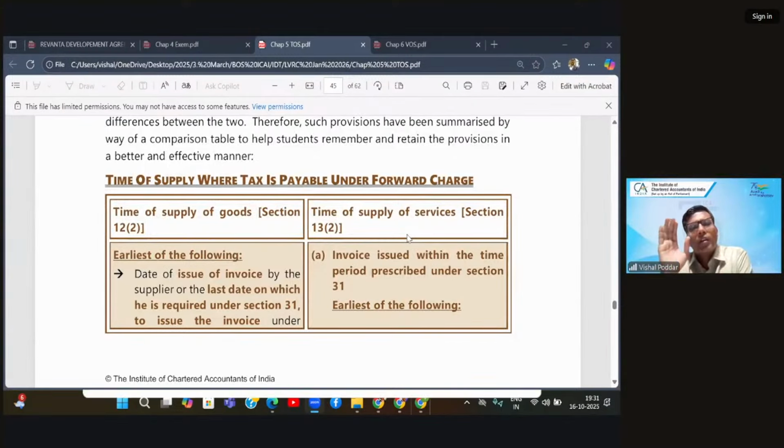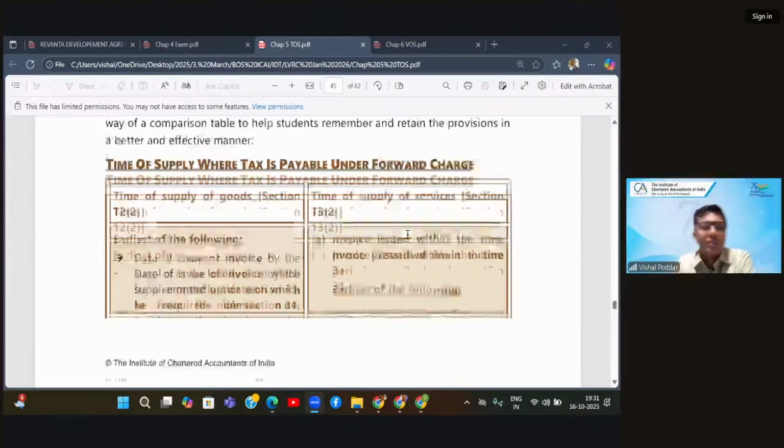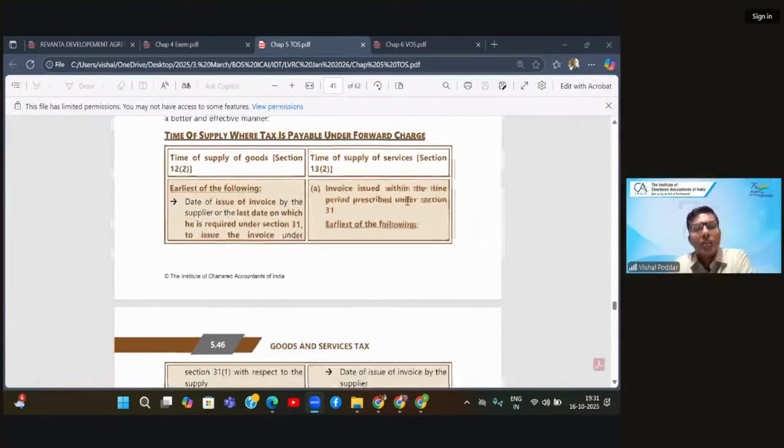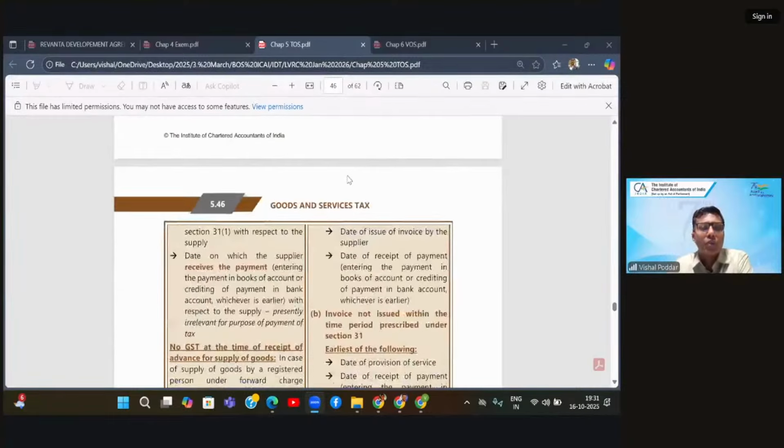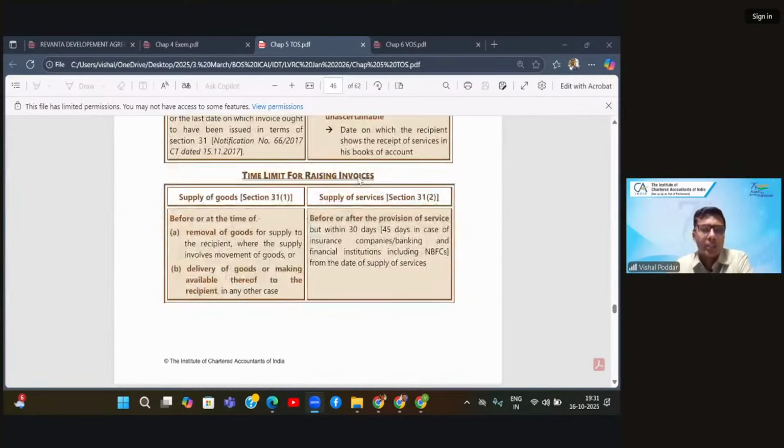12.1 and 13.1 say that it will be deemed that the time of supply is what is given here, or that the liability to pay tax will be at the time of supply which is given here. So it is deeming that this is the time of supply. Now, in this, you have different subsections dealing with different scenarios. First, you have subsection 2, which you can say is for forward charge transactions.